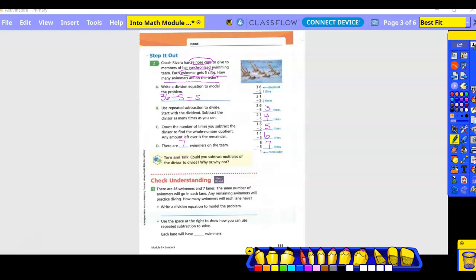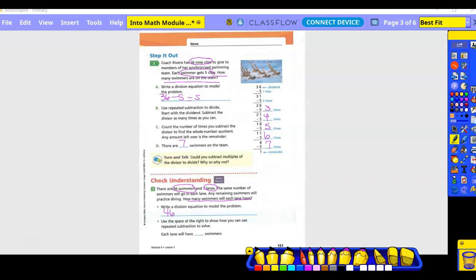Check understanding number 1. There are 46 swimmers in 7 lanes. The same number of swimmers will go in each lane. Any remaining swimmers will practice diving. How many swimmers will each lane have? Okay, so we need to pull out our numbers. So 46 swimmers, 7 lanes, and then how many swimmers will each lane have? So what is going to be our division equation for this problem?